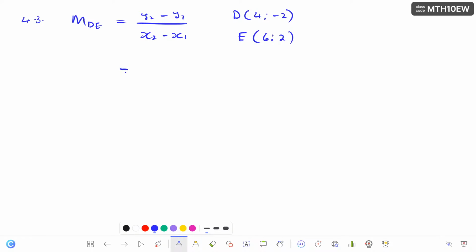So then after that you are going to say negative 2 minus 2 over 4 minus 6. So using our calculator, we're going to get our answer as 2. So our gradient is 2.